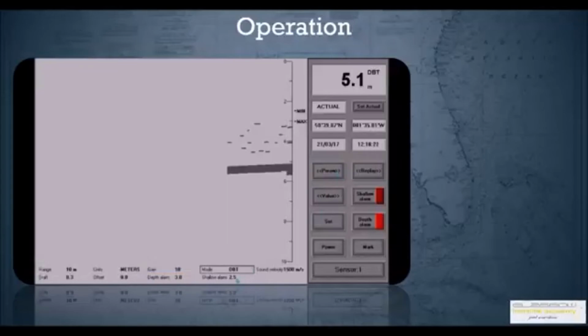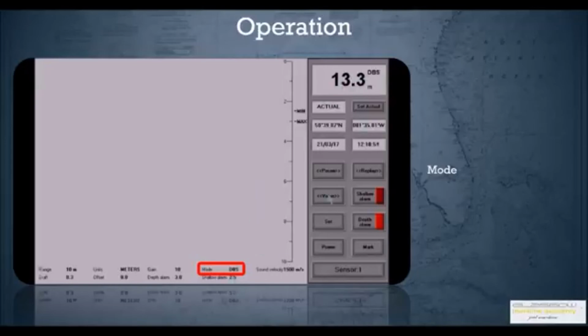Here you can change the mode of the display. You can either have DBT, which is depth below transducer, or you can have depth below sea, which is total depth, which adds up your draft to give you total depth. So if you set draft and you change to depth below sea mode, then it basically adds the draft to it, and you can see how it's changed to 13.3 meters.